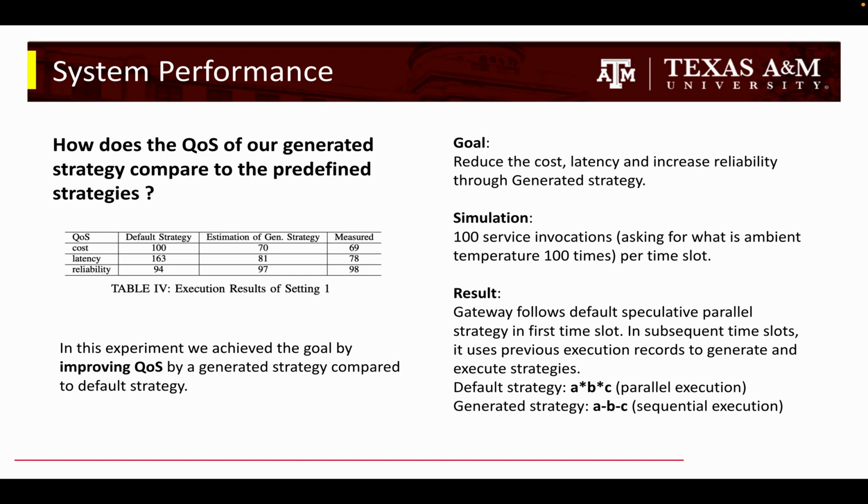For this experiment, we use 100 service invocations, that is asking for what is the ambient temperature 100 times per time slot. And here the default or the predefined strategy used is the speculative parallel execution, and our approach using the feedback loop produced a different strategy, that is the sequential execution. And in the results we can see that the generated strategy indeed reduced the cost and latency and increased the reliability. So by this experiment we achieved our goal of improving QoS by the generated strategy compared to the predefined strategy.